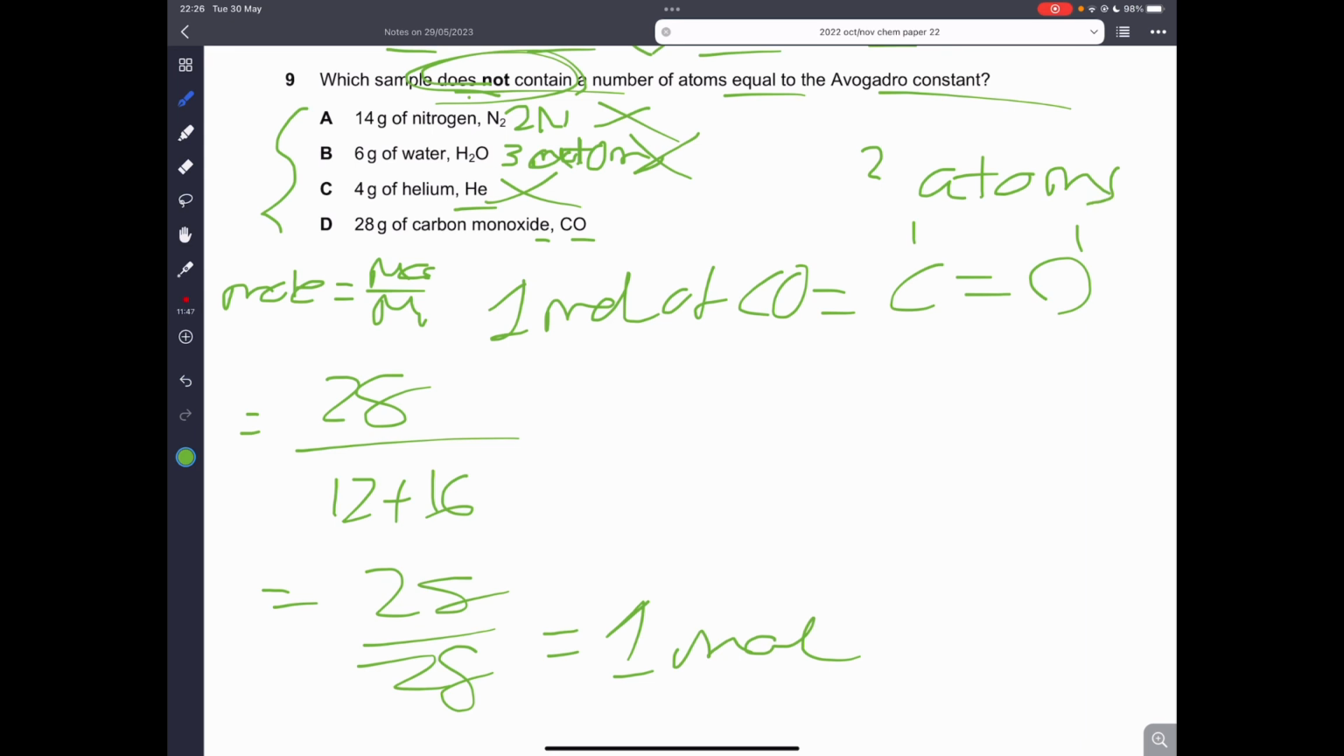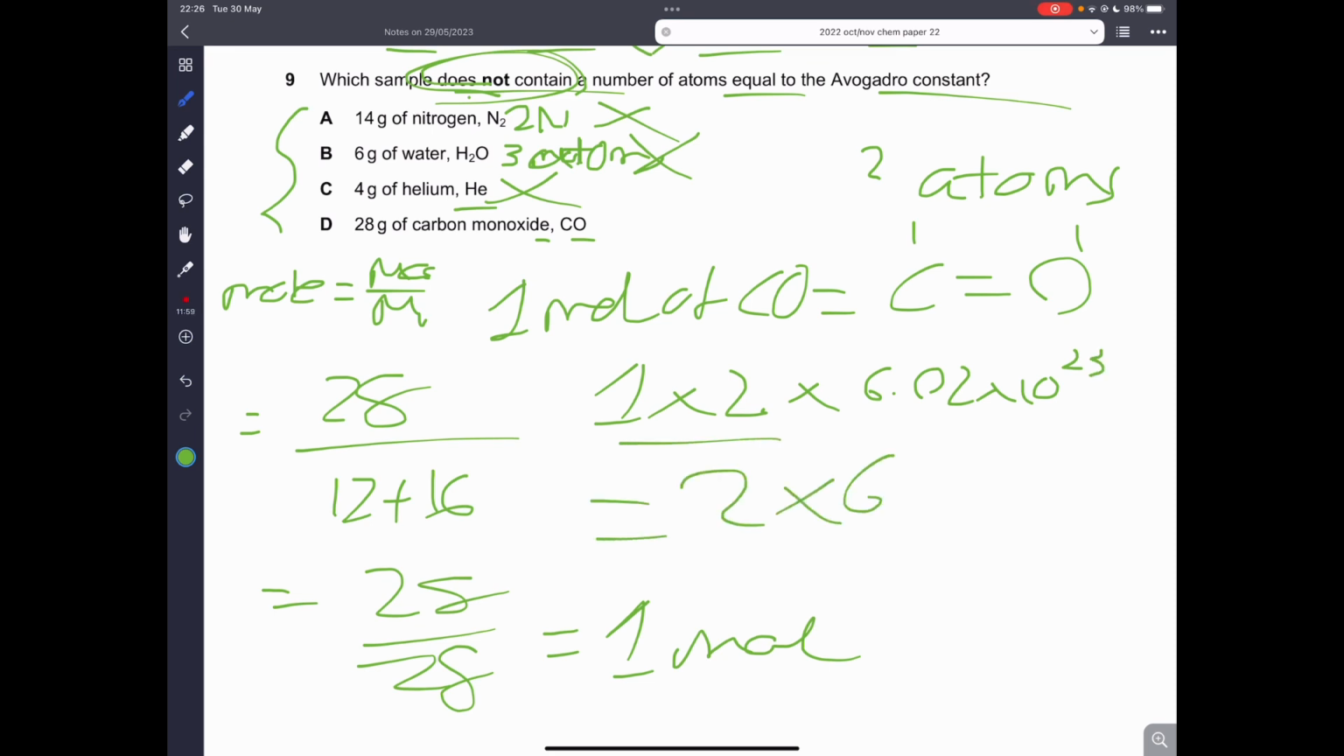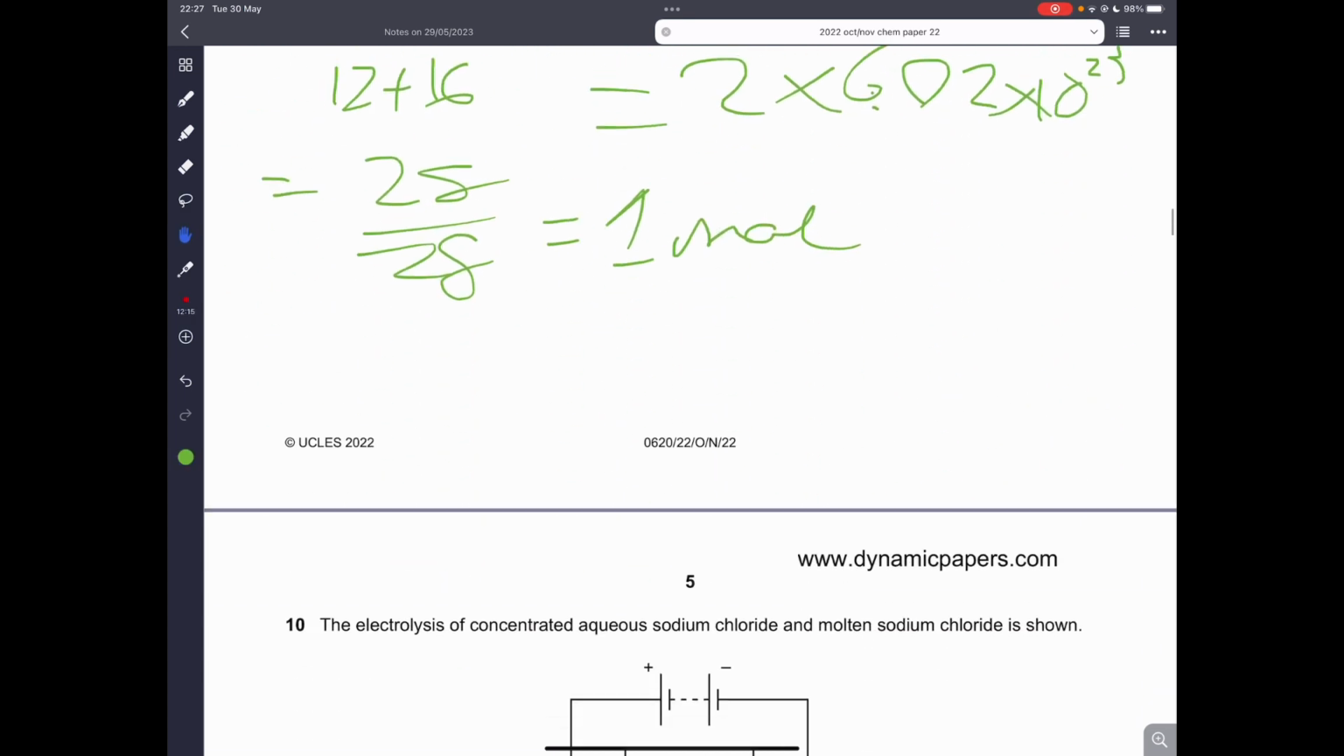And therefore, it would be very reasonable that we have to multiply this by 2, and then multiply it by 6.02 multiplied by 10 to the power 23. Now this would not be equal to the Avogadro's constant, which is only 6.02 multiplied by 10 to the power 23, but this would be twice the Avogadro's constant, and therefore it is not equal. Therefore, this is the correct answer. D is the correct answer. Okay, moving on.